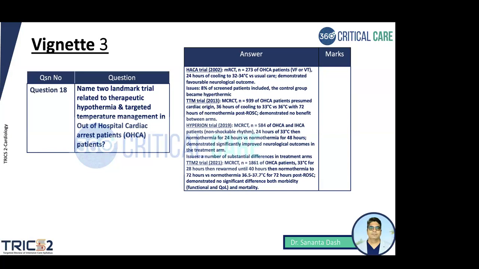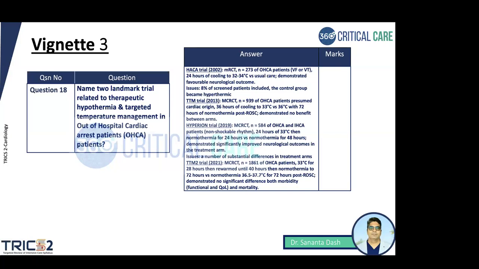The TTM1 trial, again, 2013, 939 patients, prompted the idea that normothermia is probably the way to go. That is followed by the TTM2 trial, which showed that maintaining a temperature of 36.5 to 37.7 for 72 hours post-ROSC has shown no difference in mortality or any morbidity compared to a hypothermic patient. So that's the current standard of care, widely accepted in practice.